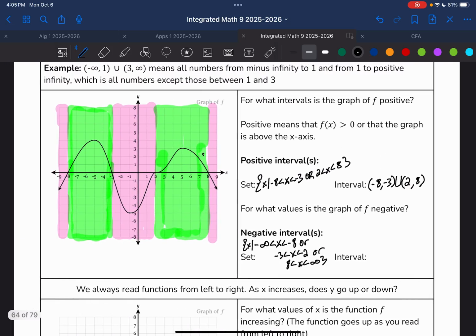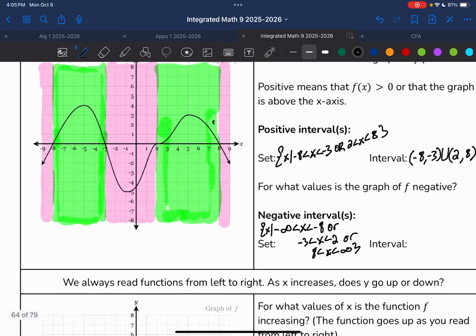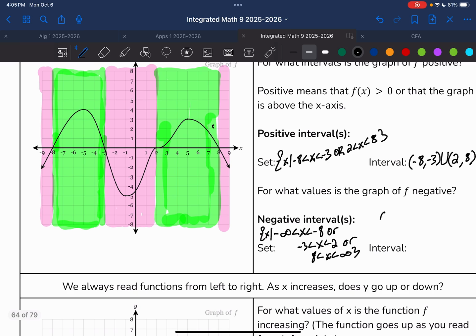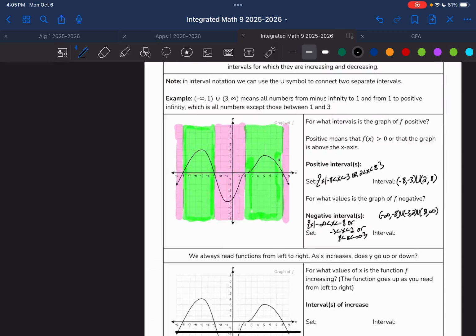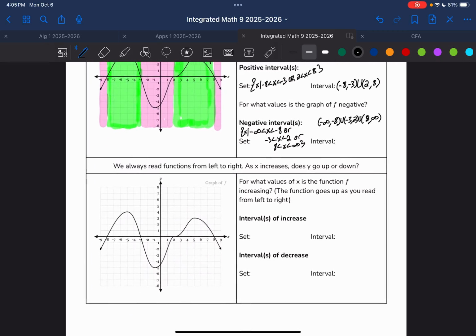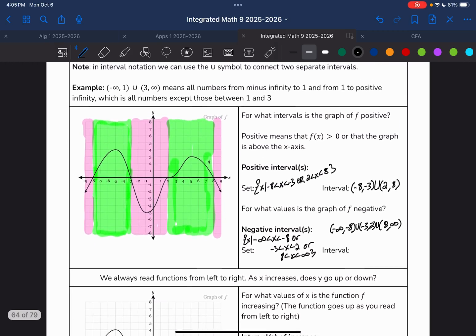All right, and then for the interval notation, we can write that -infinity, comma, -8, union with -3, comma 2, union with 8, comma, infinity. All right. So that's positive, negative intervals.